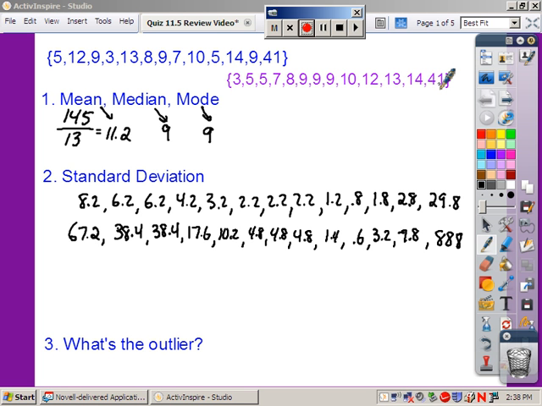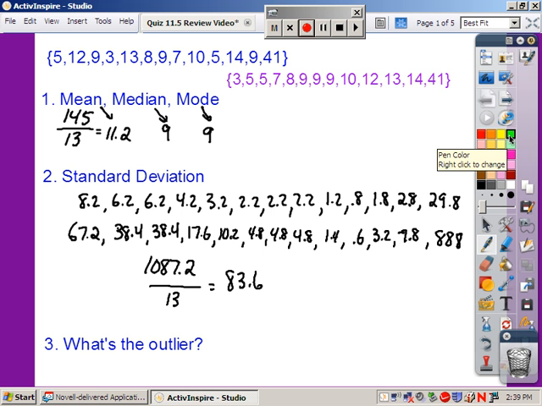Now what I'm going to do is take all of these numbers, add them all up, and divide by how many they are. Essentially, I'm taking an average of all of these numbers. That number that we get, that average, is called the variance. So when I do that, I added them all up and divided by the 13 to get the average of 83.6. You should know that this number you get is called the variance.